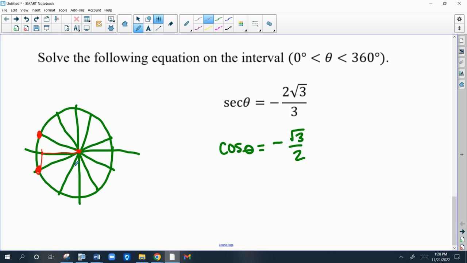Now you just get there. We're in degree mode here, so I'm going to count 30s. Starting at 0, 30, 60, 90, 120, 150. And then 180, and then 30 more is 210. So my two solutions here are theta equals 150 degrees and theta equals 210 degrees.